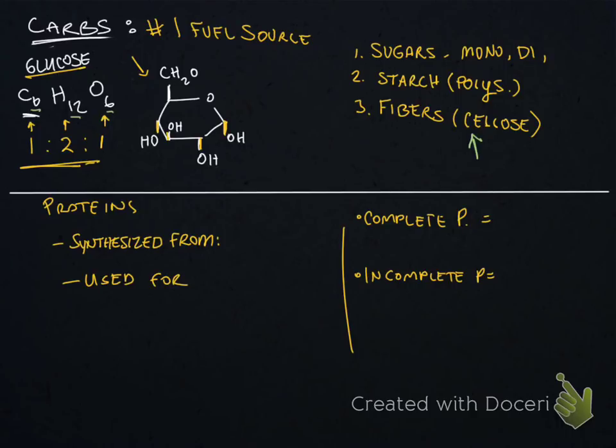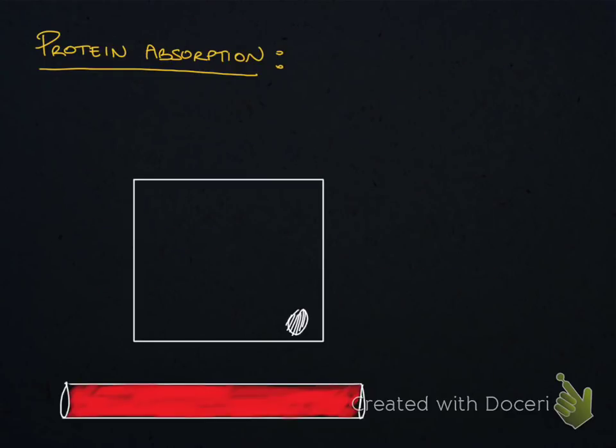Okay. Short-term storage of carbohydrates are in the liver and in the muscles in the form of glycogen. And if you eat too much carbohydrates, it gets converted into fats and stored as adipose. Okay, I'm going to come back to proteins. Let's do protein absorption first.